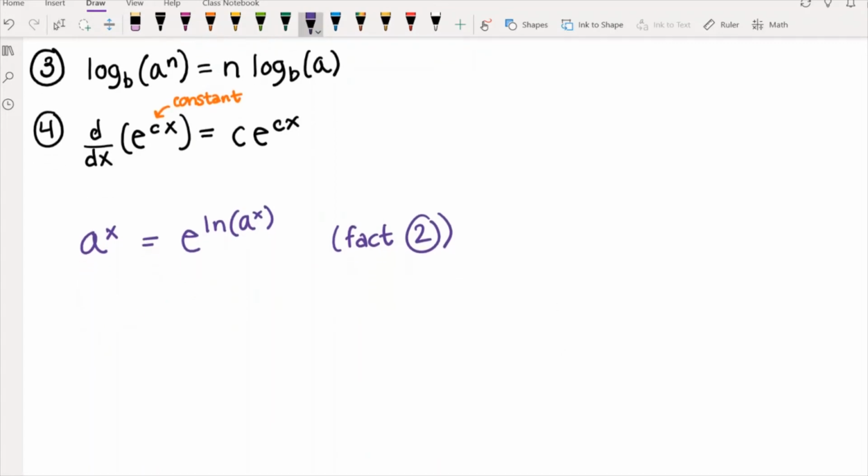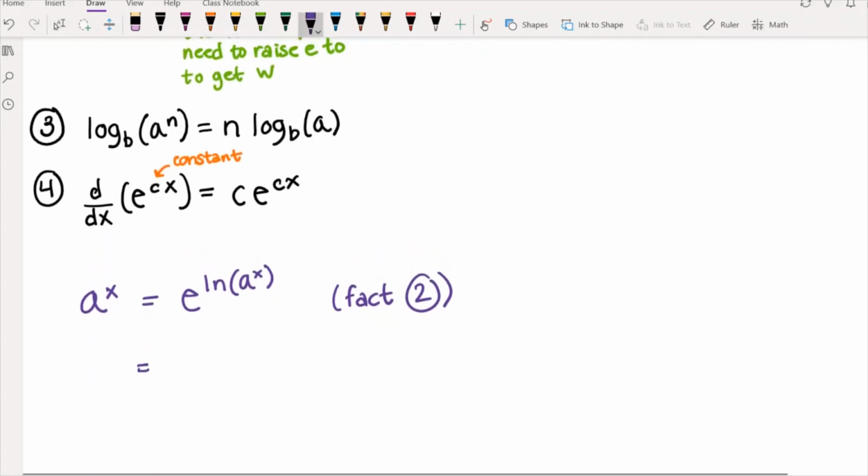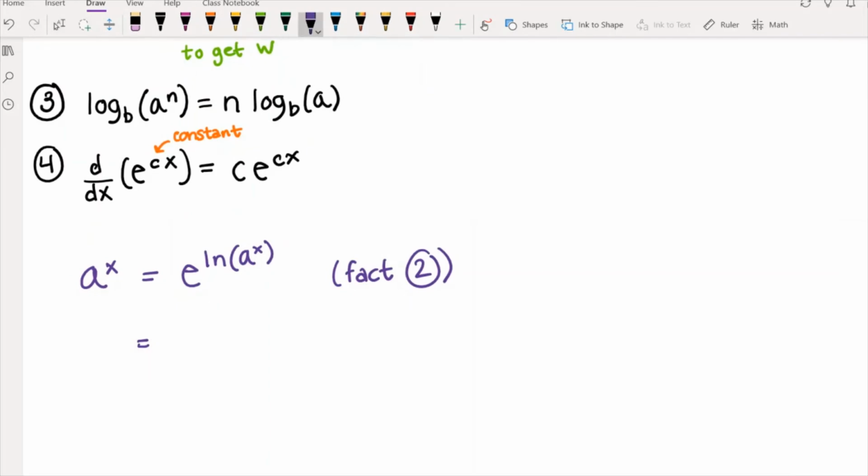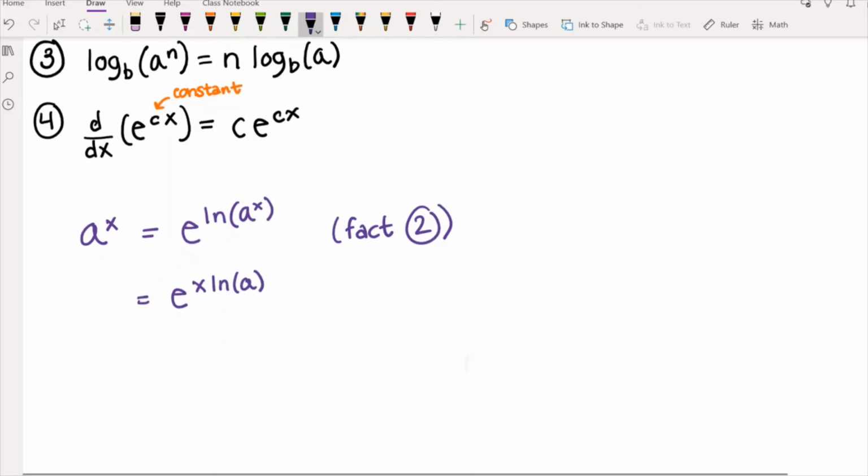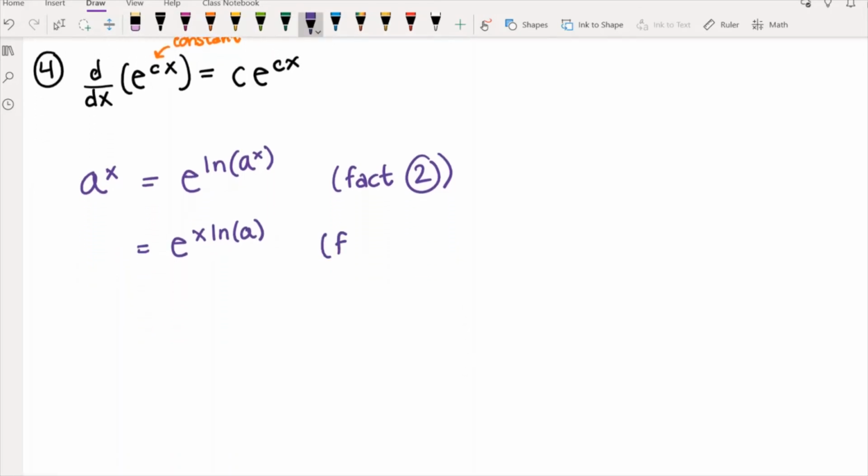And then using fact number 3, let's forget about this e for a second and just focus on this. So ln of a to the x, we can use the power rule and we can bring that x down. So we can rewrite this as e to the x times ln of a. And that's using fact number 3.